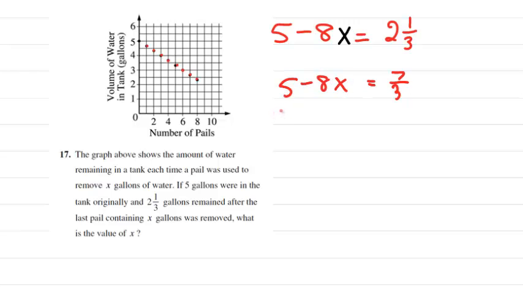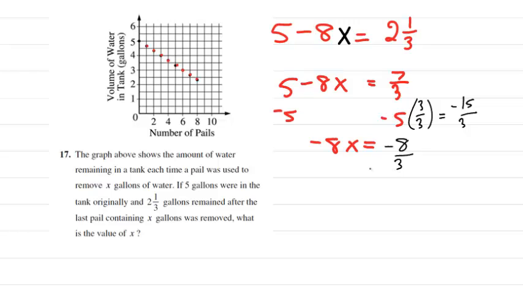Take away 5 from both sides. Negative 8x equals, now I need the same denominator in order to subtract on the right-hand side. So I'm going to multiply this by 3 over 3, and it's going to give me negative 15 over 3. So 7 minus 15 is negative 8. And we still have a denominator of 3. Negative 8x equals negative 8 over 3.